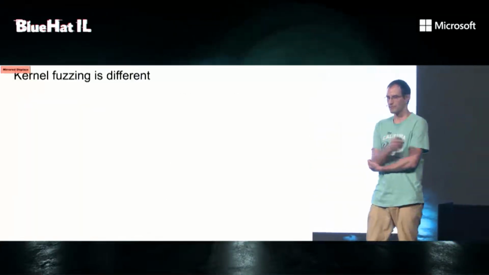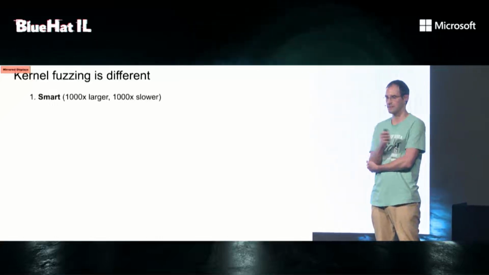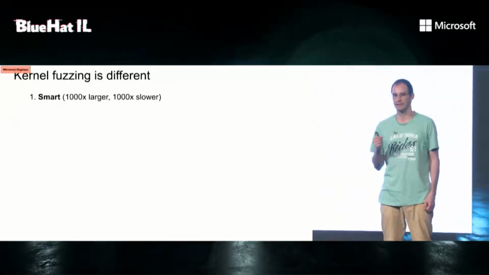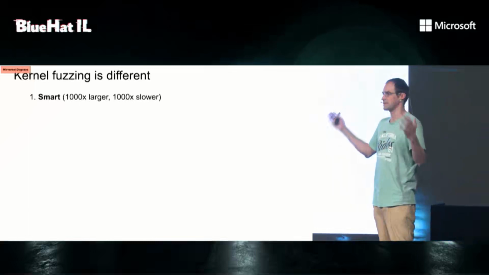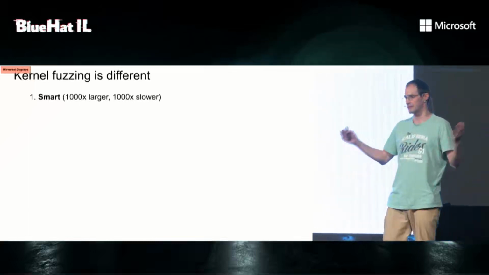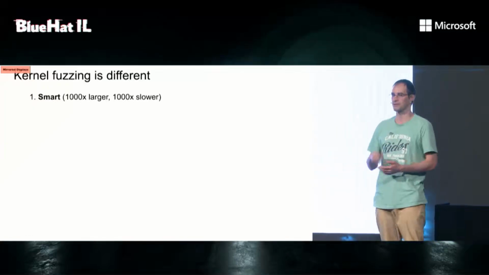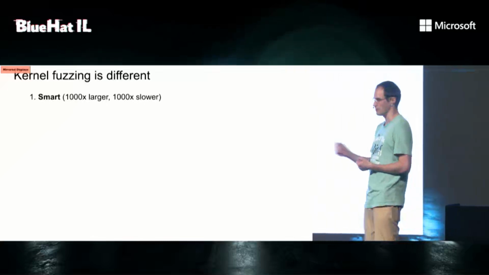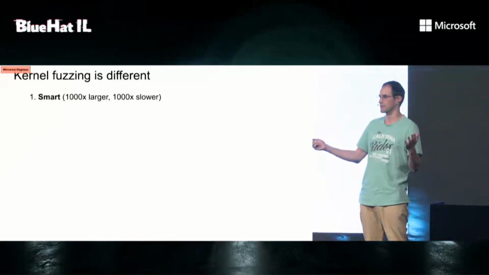Okay, so kernel fuzzing is different, and there are two key takeaways. One is that you need to be smart. Being smart becomes really important, because the input space is at least 3 orders of magnitude larger, and your execution speed is at least 3 orders of magnitude slower, because you need to create processes, you do system calls, you block on blocking system calls, and so on. So it's 6 orders of magnitude at least.